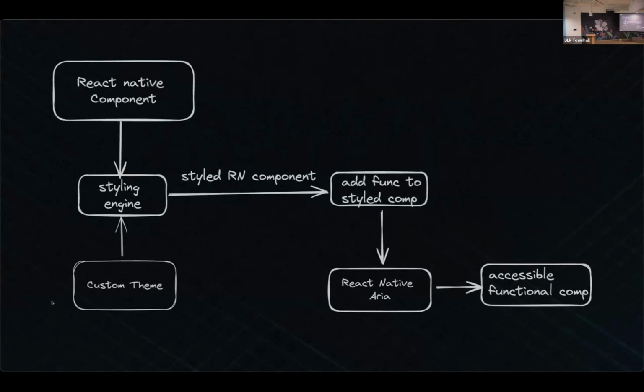We take a React Native component and then we pass it through the styling engine, that is GlueStack style, which adds theming to it and gives us a styled React Native component. Then we had another library, that is the GlueStack creators, which would add component level functionality. And then with the help of React Native ARIA, we added accessibility to the components. This process was expanded to create design systems as well. Each package is an individual library and could be used that way.